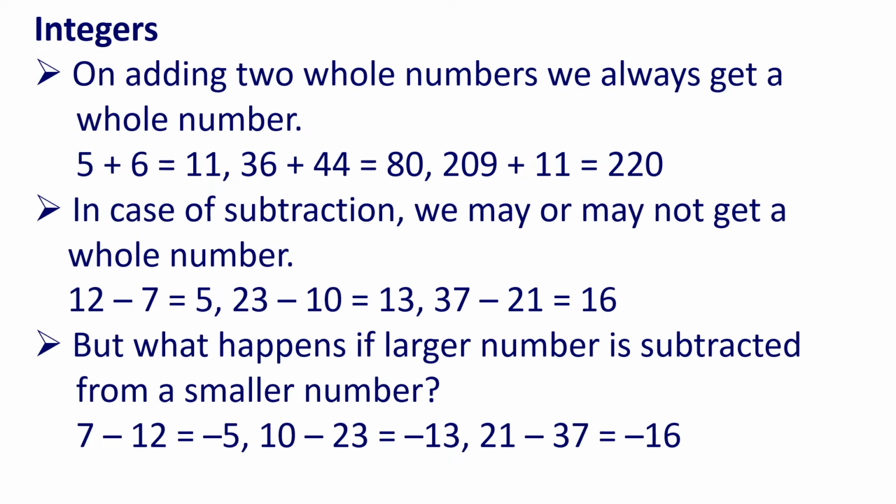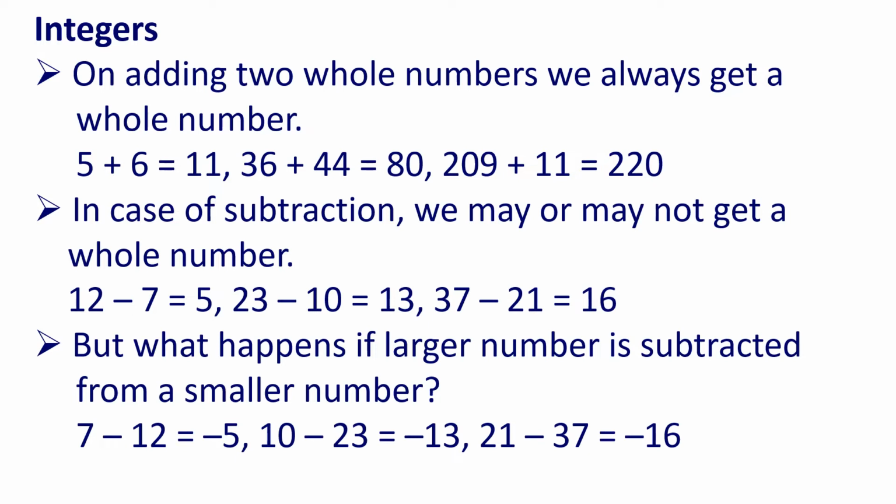Integers. Now children, we know on adding two whole numbers, we always get a whole number. That is 5 plus 6 is equal to 11. 36 plus 44 is equal to 80. 209 plus 11 is equal to 220. Now, in case of subtraction, we may or may not get a whole number.